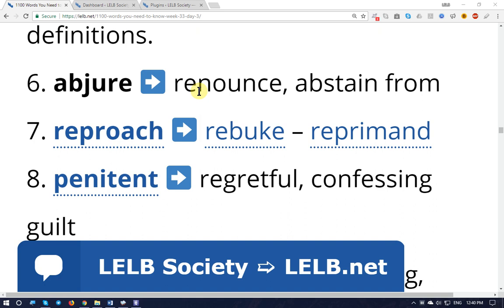Abjure. Abjure means renounce, abstain from, when you officially take back your words and say that you deny what you already said or did.